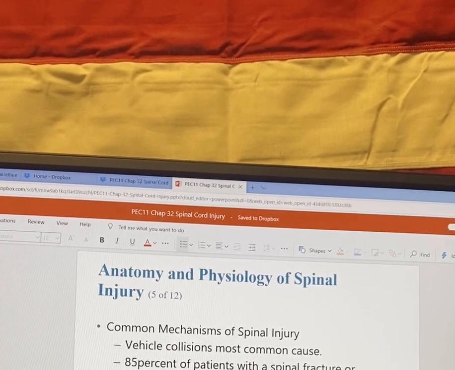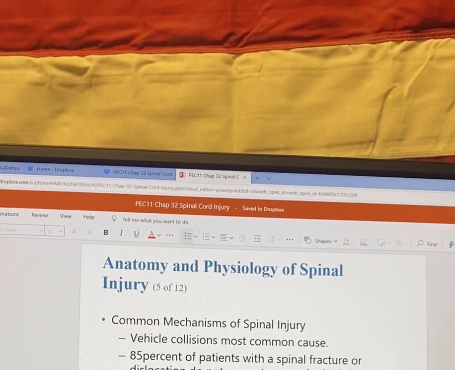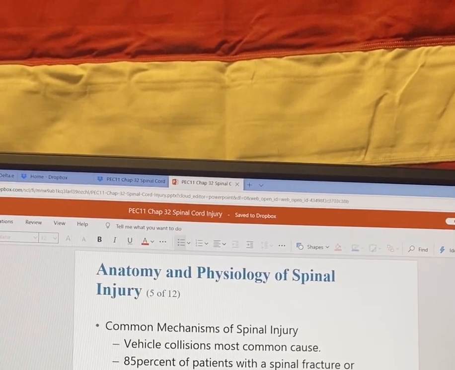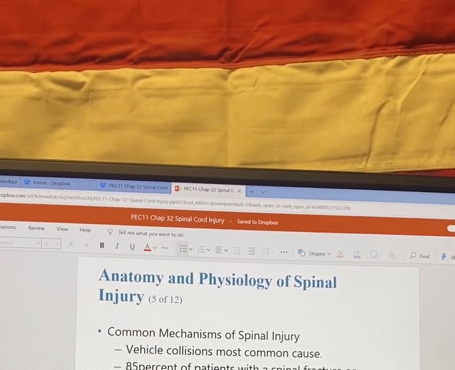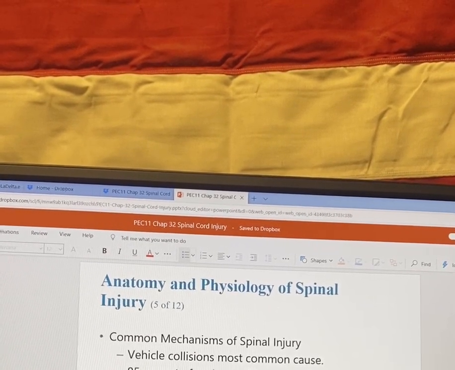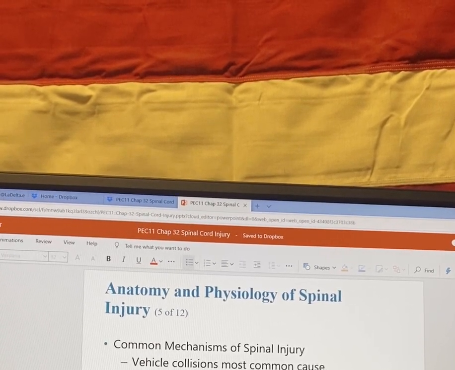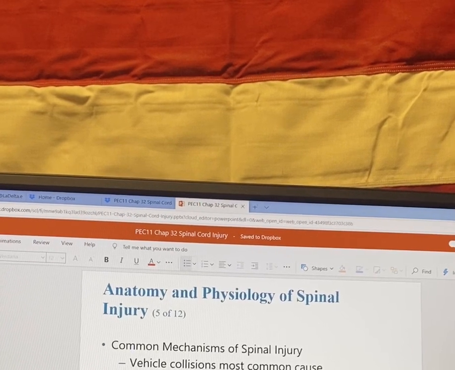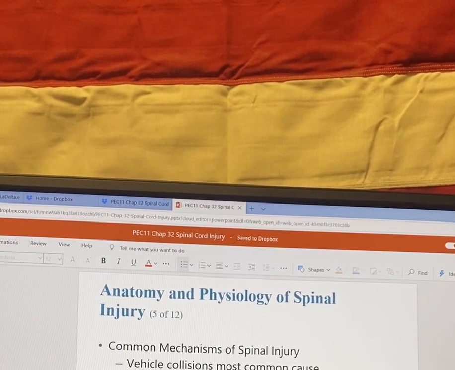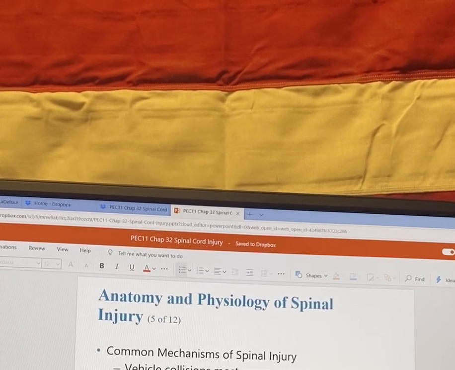Rotation. You have lateral movement of the head or spine beyond its normal range. Lateral bending is when the body or the neck is bent severely to the side. Distraction, the vertebrae or the spinal column are stretched and pulled apart. This is what you're going to commonly see with hangings and such. Then you have penetration. There is injury from a gunshot wound, stabbing, or other types of penetrating injury.